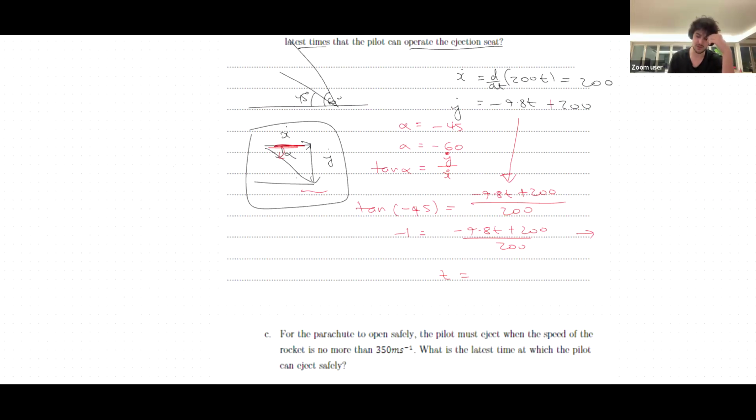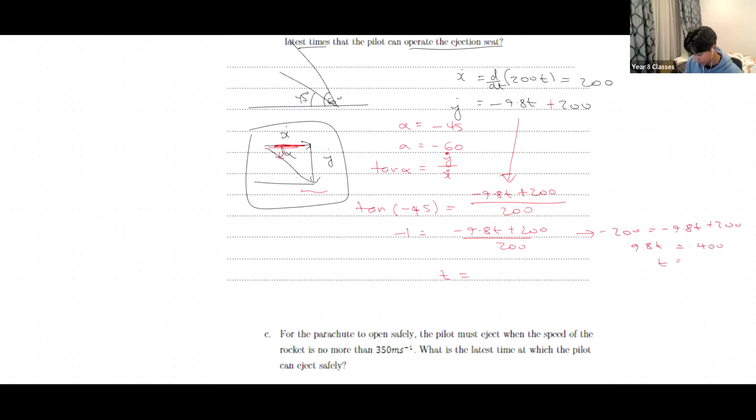So t does equal negative 9.8? Is that right? No. Pretty sure it should be 10, so negative 1 equals this. Yeah, and multiply by minus 200. Oh, right. Add 200. Okay, yeah, t equals 40.8. Yep, okay, so that's one of ours.